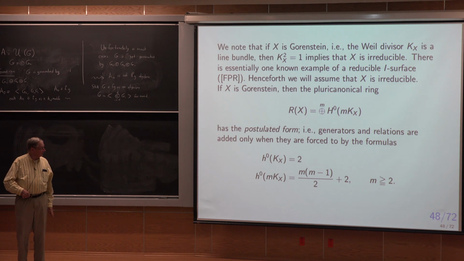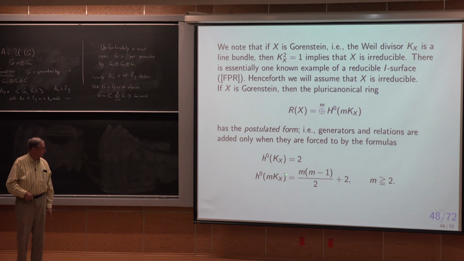What that means is the following. The Riemann-Roch theorem works for Gorenstein just as if the thing was smooth. Right? You have Kodaira vanishing. And that means the canonical ring looks like it would for a smooth one.